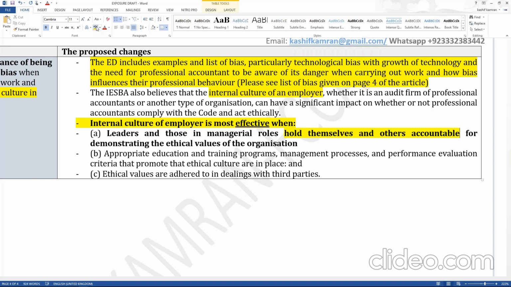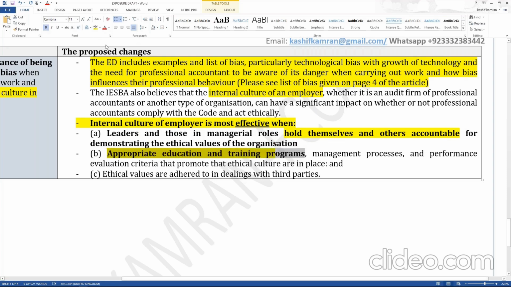Environment of compliance. Number two, appropriate education and training. Should there be proper education and training so that you make people aware of the code of conduct and compliance with the code of conduct? So should there be appropriate training programs and education programs within the organization to ensure compliance with the code of conduct? And lastly, ethical values are adhered to in dealing with third parties.